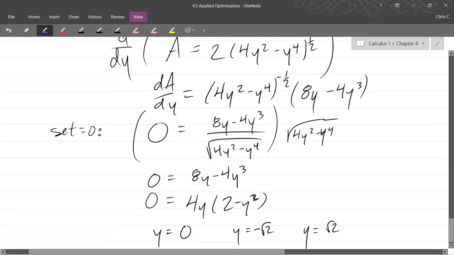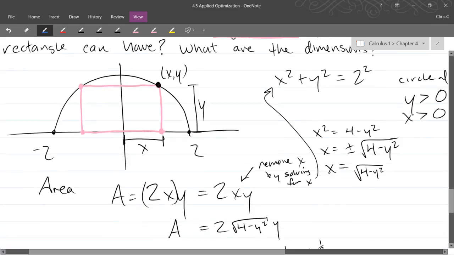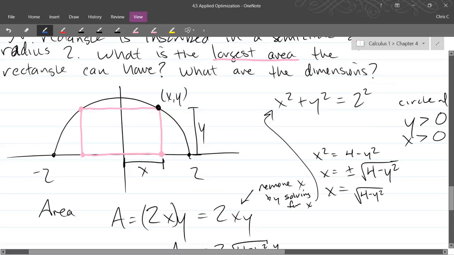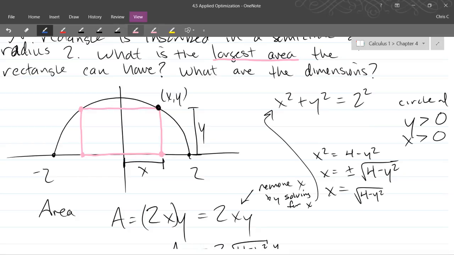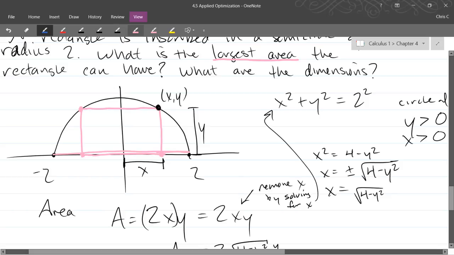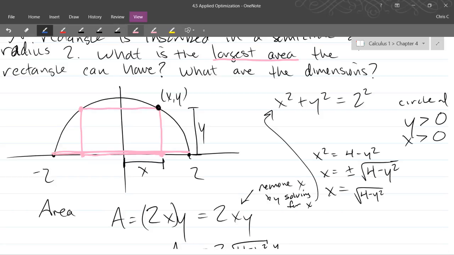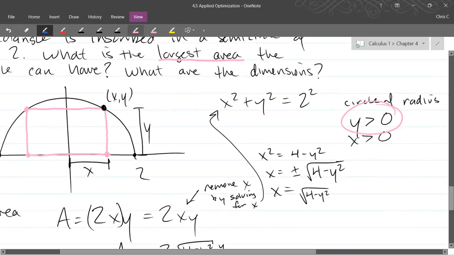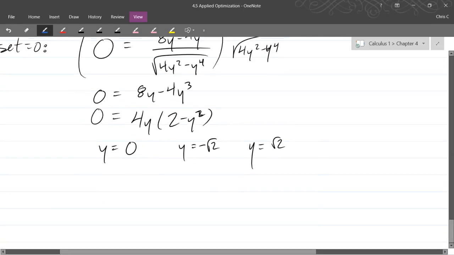All right, y equals 0. What type of rectangle has a height 0? A line, it's kind of boring. Let me draw that rectangle for you. It's this really wide one that has height 0. That's not a maximum, that's actually a minimum right there that has 0 area. So that's out. Also, we put some restrictions over here. We said don't make y 0. So either way, y equals 0 is out.